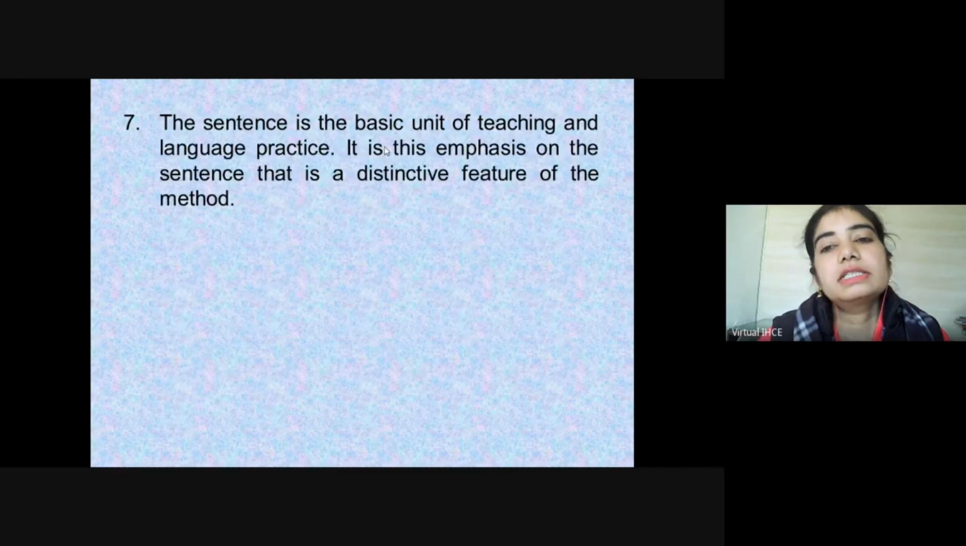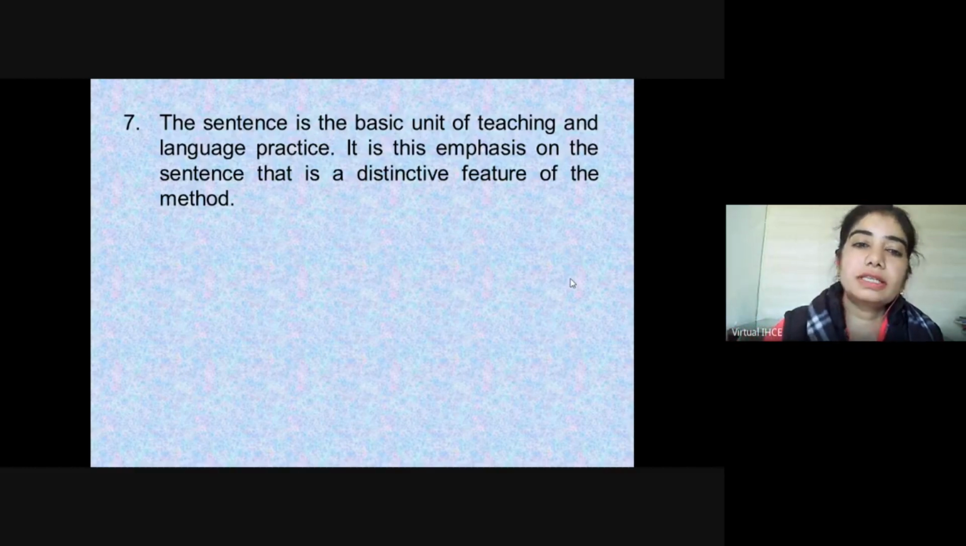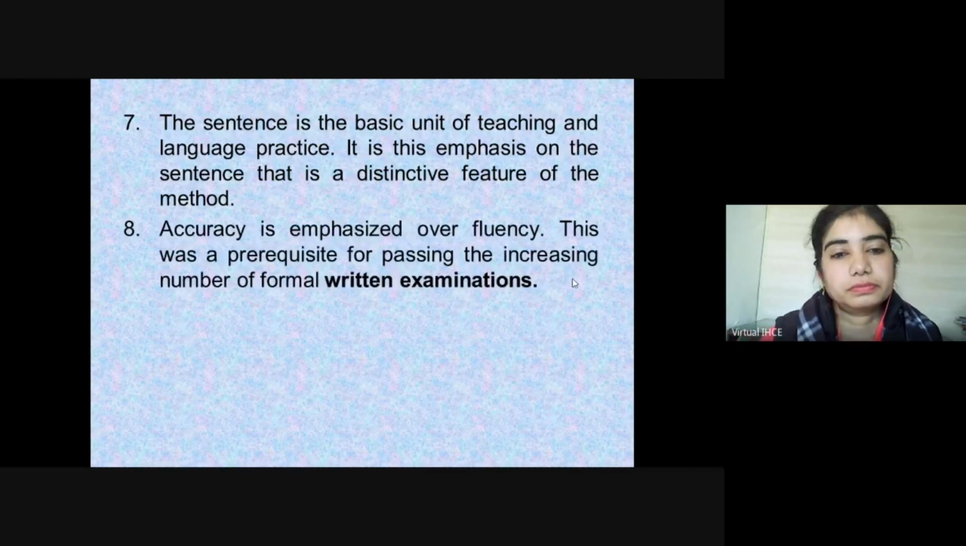The sentence is the basic unit of teaching and language practice. It is this emphasis on the sentence that is a distinctive feature of the method. Okay, the sentence is told to the students, and that same sentence is translated into the mother tongue. So the whole sentence is taught to the student. Word explanation is not given. A sentence is taken as a basic unit, and that is taught to the students.